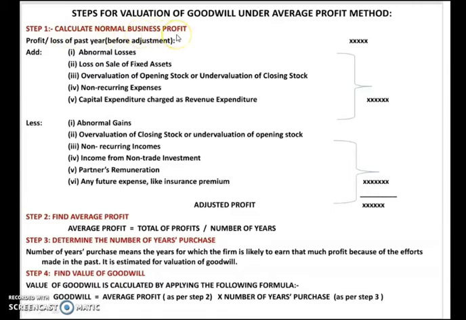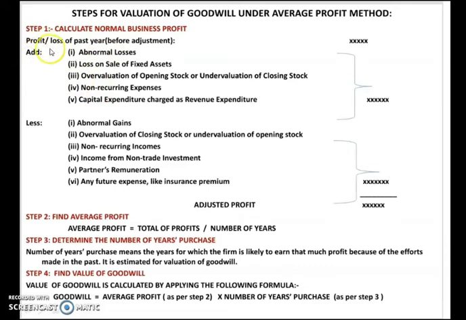What is your normal profit? After removing all the abnormalities, you have to find out the normal business profits. So after writing the heading, you have to write down profit or loss of past years before adjustment. That amount will be written over here. Then from that add these items. So you have to read the question and understand if these items are there, then you have to add.